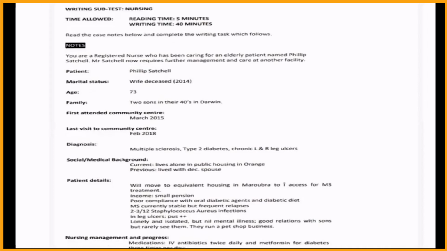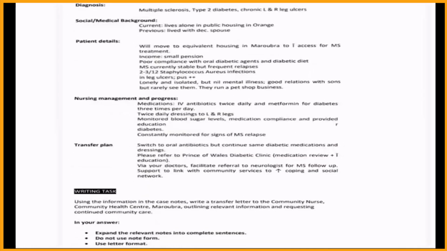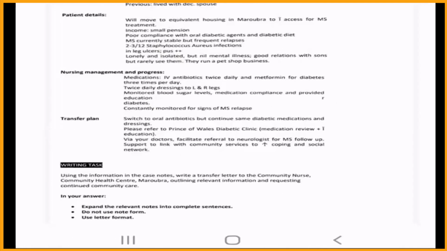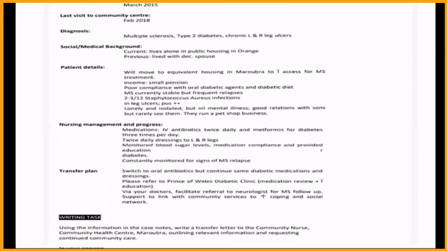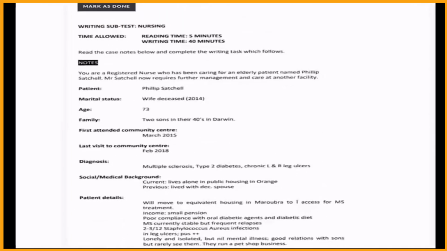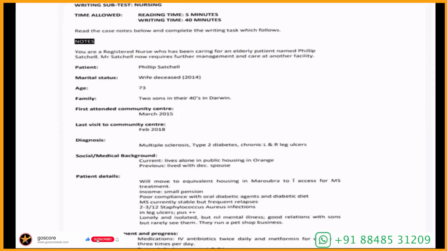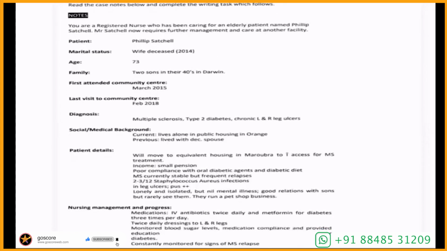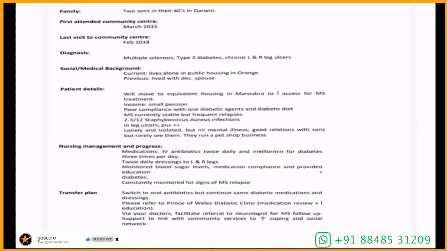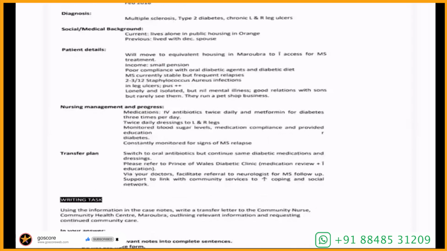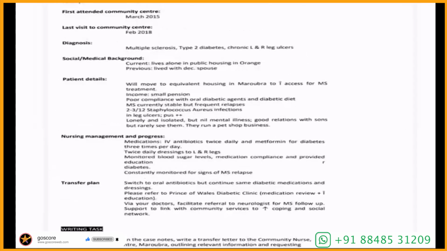So now connect it with the writing task. We are writing to a community nurse in the community health center in Marubra. Why? Requesting continued care and further management at another facility. From that we can understand that the registered nurse is writing for the patient, Philip Satchel, in some other area. But shortly, he will be moving to Marubra. So this community nurse is writing to the community health nurse in Marubra. Did you all understand? Yes, ma'am.